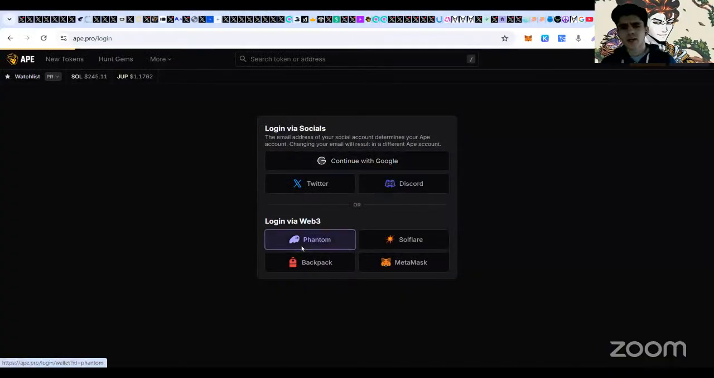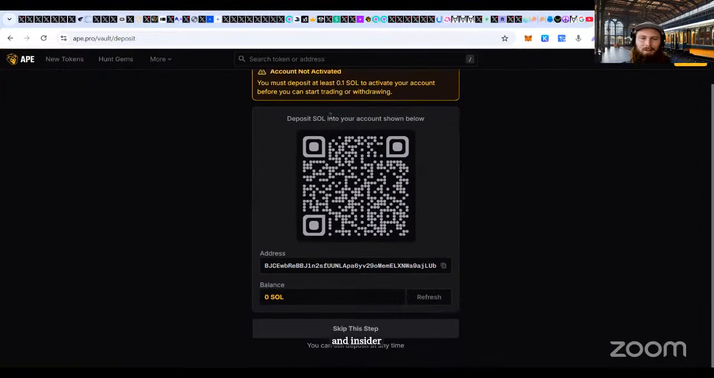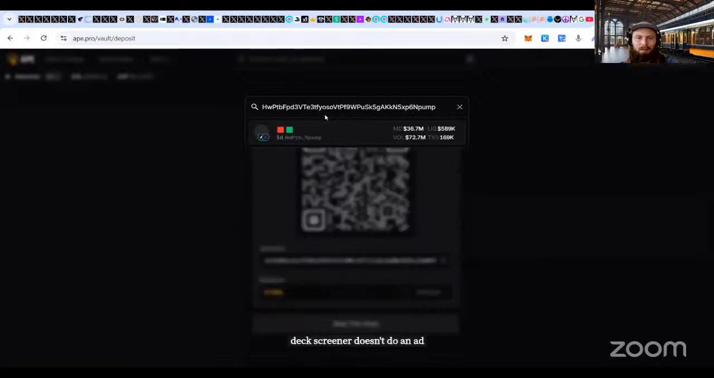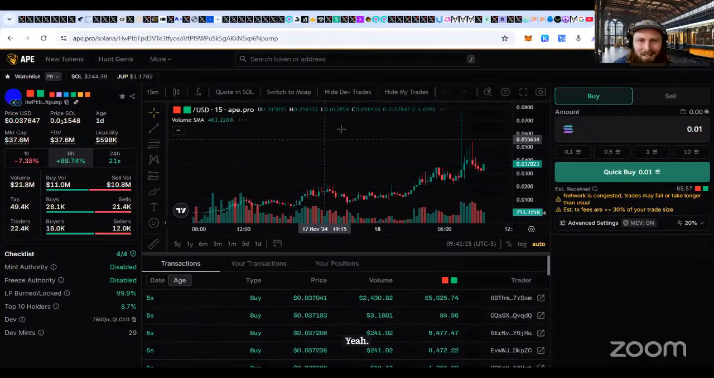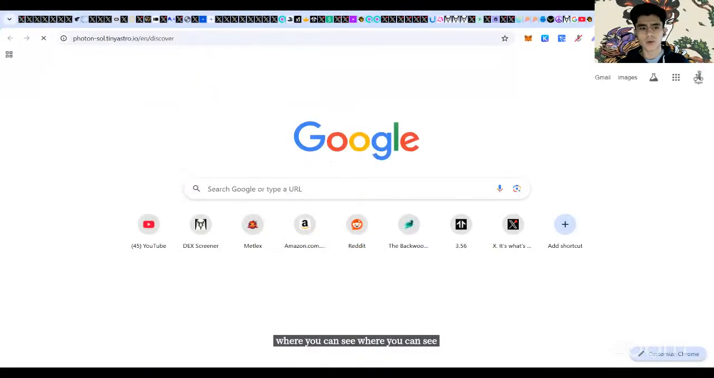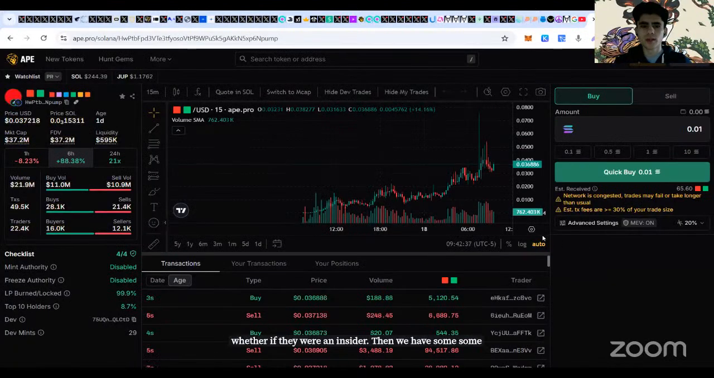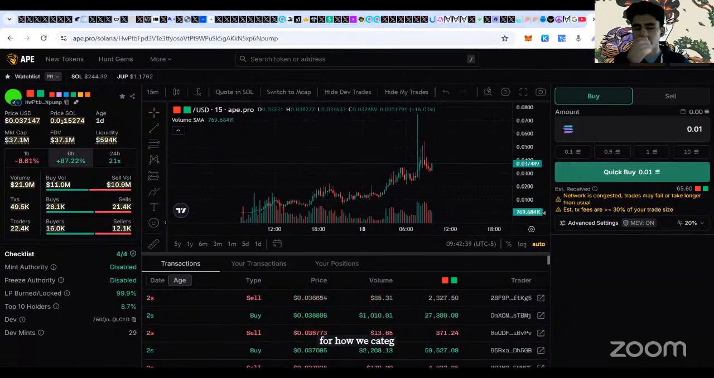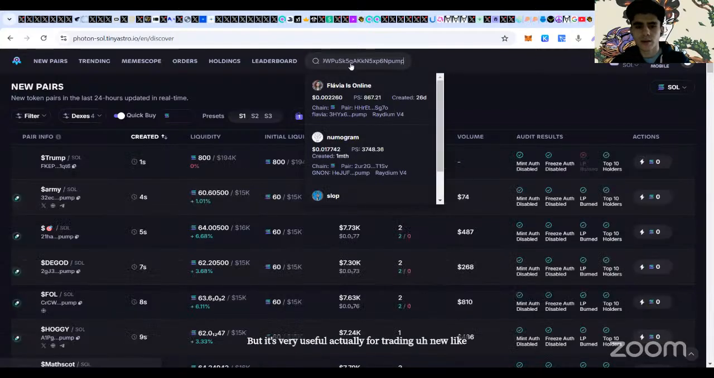Yeah, April, it's a pretty nice tool. The main thing for me is I want better information about early buys and insider buys, and Dex Screener doesn't do an adequate job of that. Photon does, actually. It has a holder tab where you can see all the holders and whether they were an insider. We have some rules for how we categorize an insider, but it's very useful for trading newly launched pump fun coins.